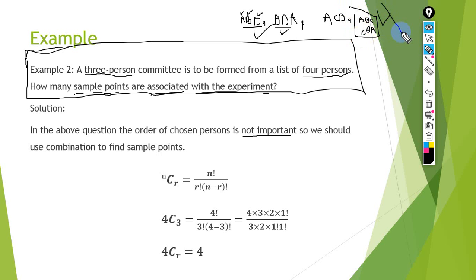Okay, so order doesn't matter. So order is not important in case of combination.